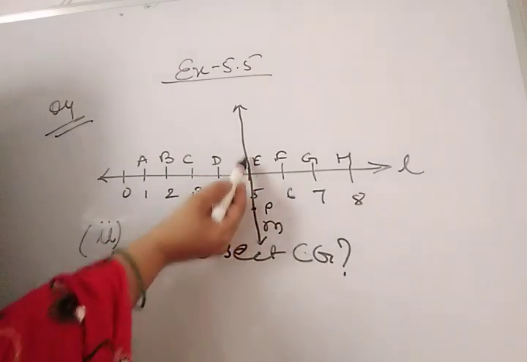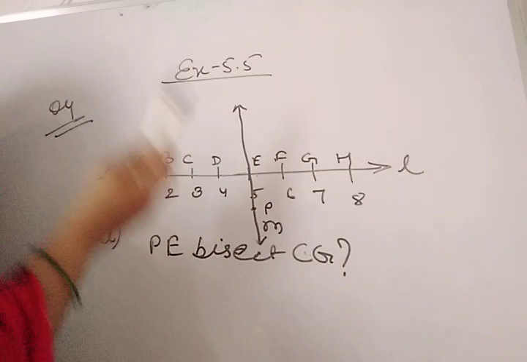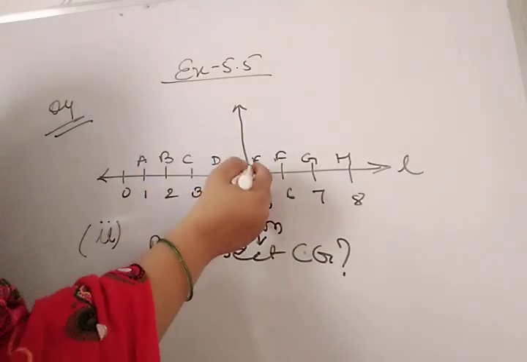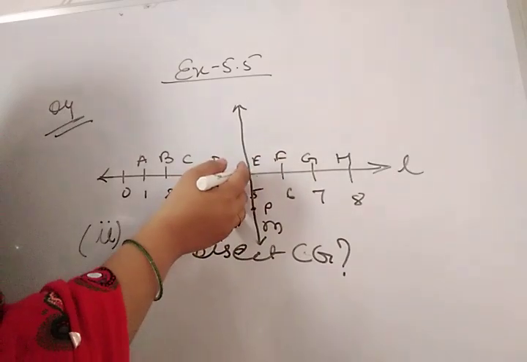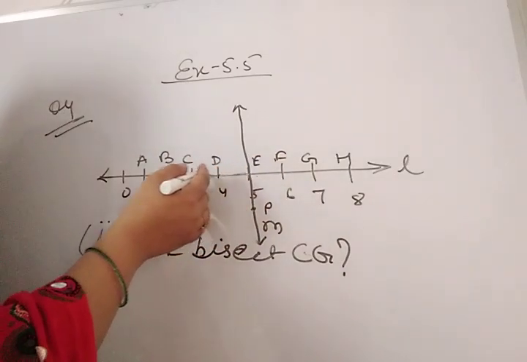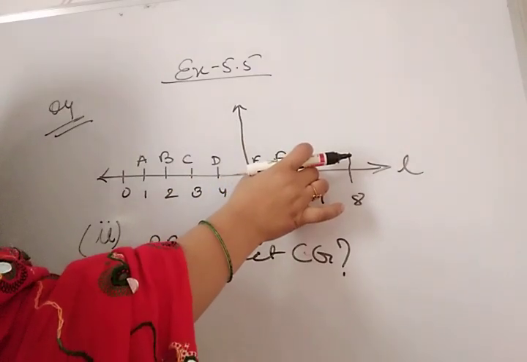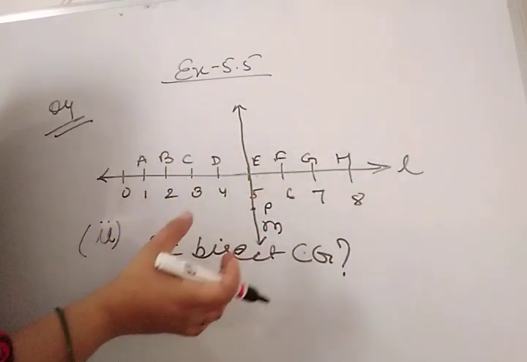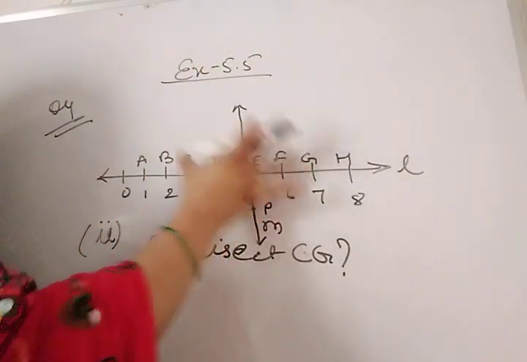Where is PE? This is PE. Does it bisect CG? For that also, if it is perpendicular to the line L and the distance between CE and EG is equal, it means that PE bisects CG.